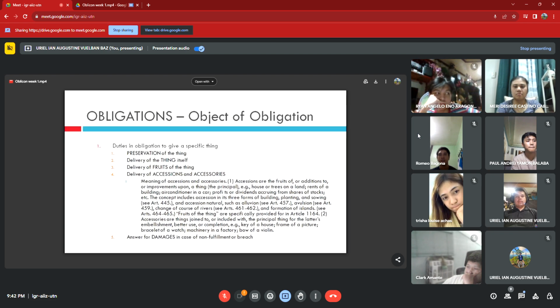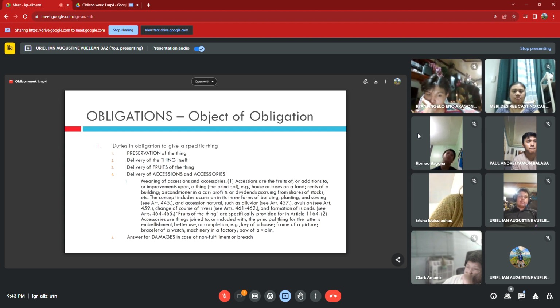Now, under the law, the following are the duties of an obligor debtor in an obligation to give a specific thing. First is the preservation of the thing. Second, the delivery of the thing itself. Third, delivery of the fruits of the thing. Fourth, delivery of accessions and accessories. And fifth, answer for damages in case of non-fulfillment or breach or violation. Now, let's go over each one of these duties. As I said, these are the responsibilities or the obligations of the obligor debtor in an obligation to give a specific thing.